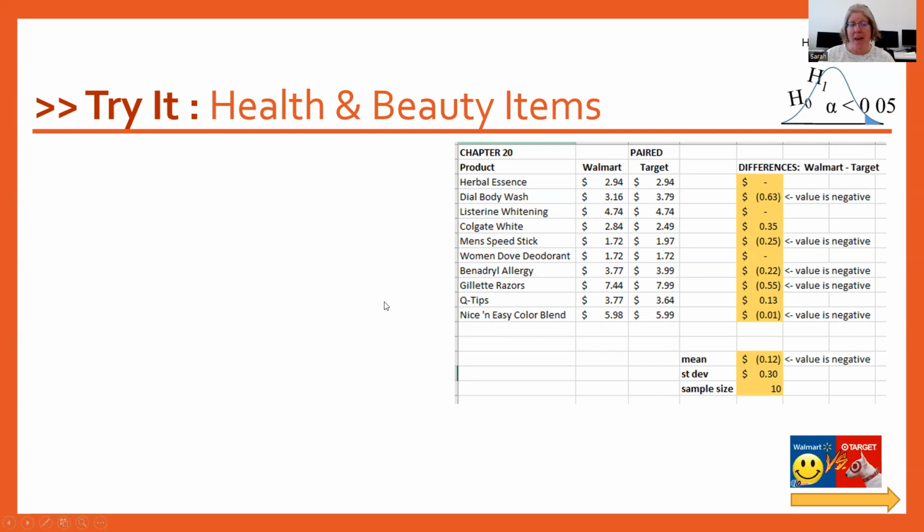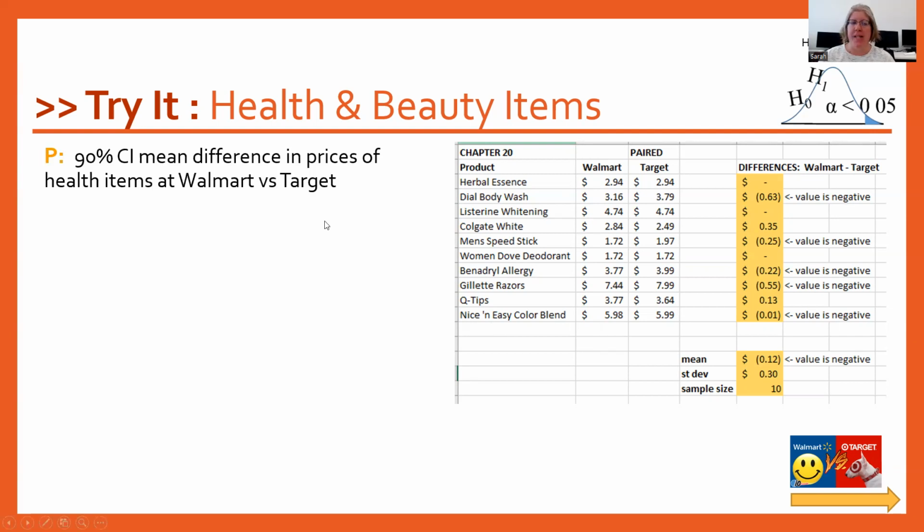All right, so our P in PANIC, we have a 90% CI for the mean difference in prices of health items at Walmart versus Target. So remember in the two sample t, we had the word mean used twice. We don't use the word mean twice here, even though we have 2 columns of data, because we're only interested in that differences column. So here we're going to talk about the mean difference in both our setup and in our conclusion statement. So our assumptions and conditions, we're working again only off of that differences column.